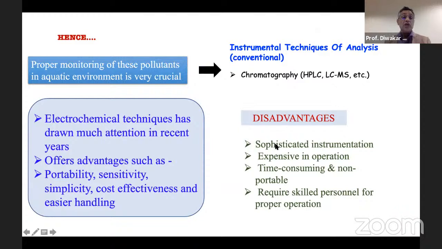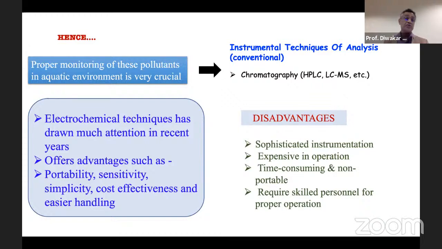What I wanted to say is that proper monitoring of these pollutants in the aquatic environment is very crucial and very important. Of course, there are the sophisticated techniques, the chromatographic techniques, say HPLC or LC-MS. But the disadvantages associated with these are the sophisticated instrumentation, too much cost, expensive operation, a lot of time consumed, and they are non-portable, which is very important. You cannot port the instrument to the site where you want to do the monitoring of your water. They also require skilled personnel for proper operation.